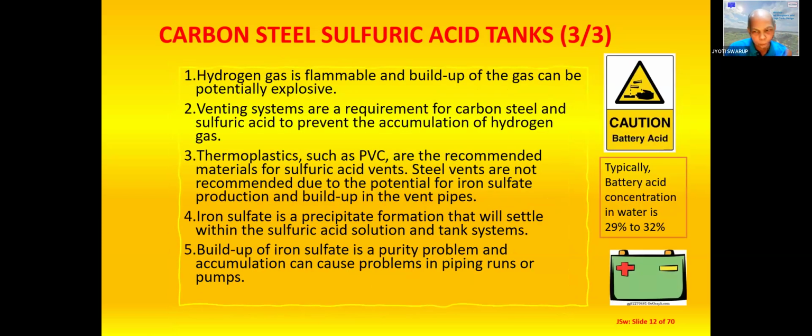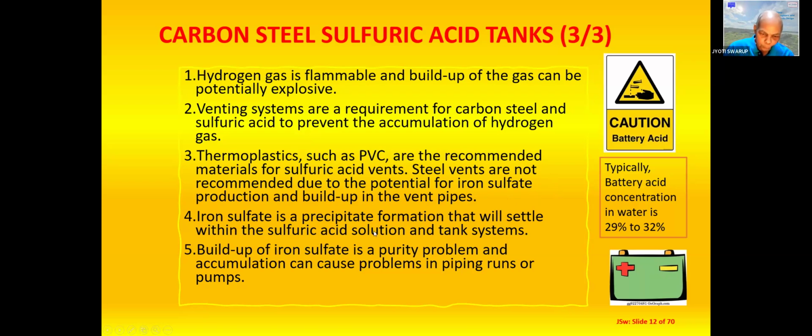Now the problem is that hydrogen gas is flammable, and a buildup of gas can be potentially explosive. Venting systems are a requirement for carbon steel and sulfuric acid to prevent accumulation of hydrogen gas. Thermoplastics such as PVC are the recommended materials for sulfuric acid vents. Steel vents are not recommended due to the potential for iron sulfate reaction and buildup in the vent pipes.